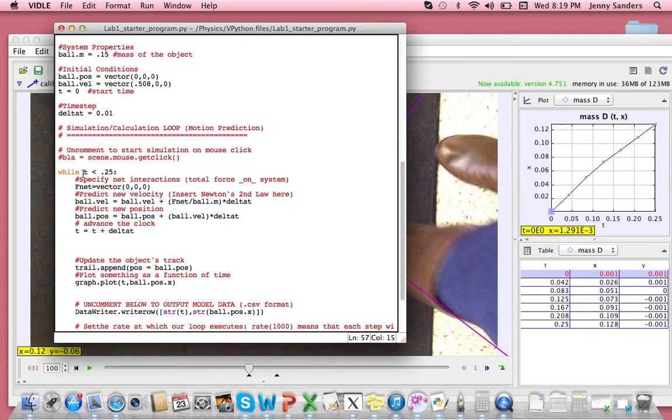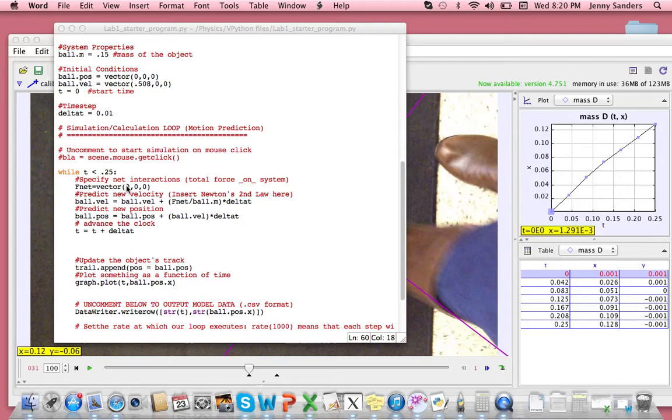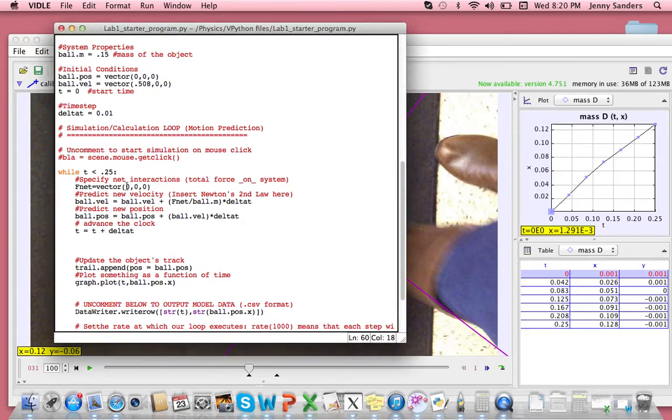I predicted for time less than 0.25 seconds and applied Newton's second law, which says the change in velocity is equal to the net force divided by the mass times the change in time. The final velocity will be equal to the initial velocity of 0.508, which means the force will have to be equal to 0. And that causes the change in velocity to be 0, making the velocities both constant. I set that in the model, making the force equal to 0, right here. And I use this to predict the model.